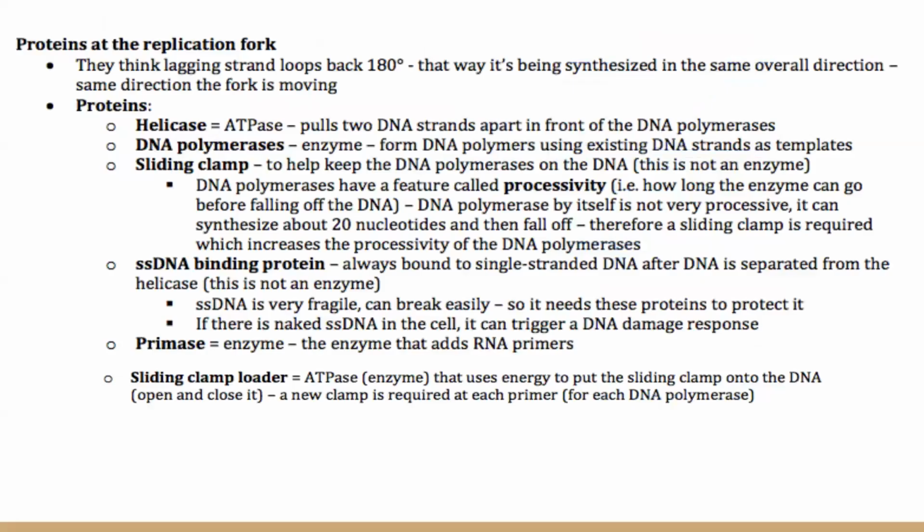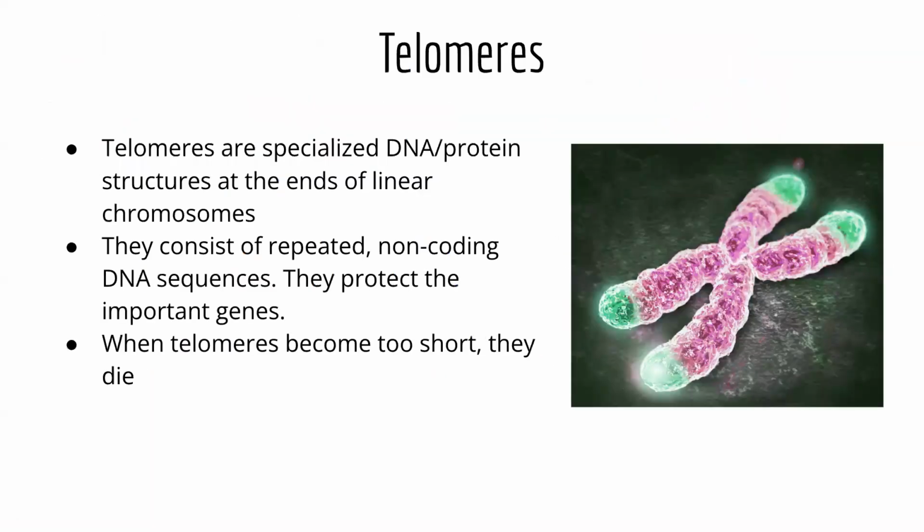So in order to get around this problem, there are these things called telomeres at the end of the chromosomes, and they're specialized DNA protein complexes. They are basically non-coding DNA sequences that repeat over and over again. But when they become too short, the cells will end up dying to prevent a loss of information.